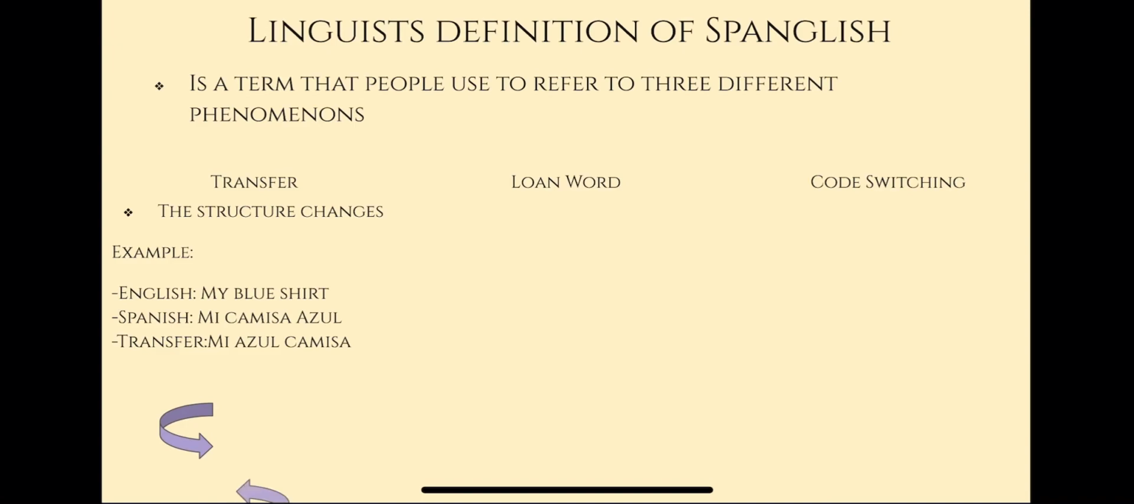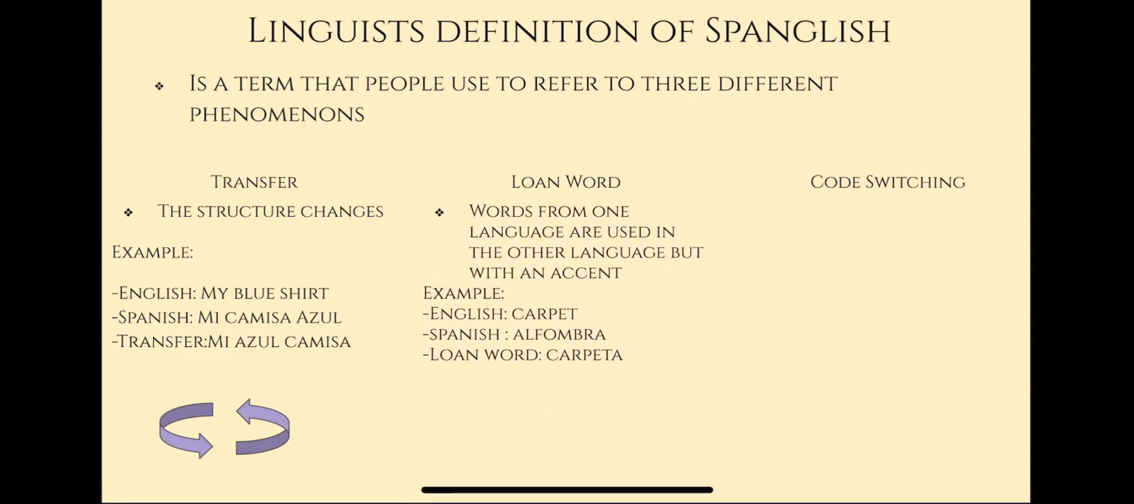For example, in English we would say my blue shirt. The adjective comes before the noun. However, in Spanish we say mi camisa azul, so the adjective is after the noun. But when speaking Spanglish and using the transfer phenomenon, we say mi azul camisa, so the adjective is before the noun, but it is in Spanish.